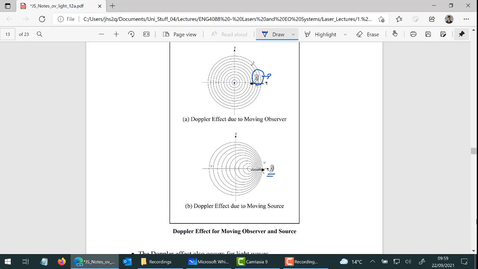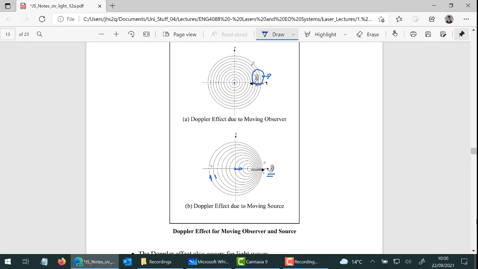We get the same thing if the observer is stationary and now the source is moving. So this initial wave here at t equals 0 came from that point. In the time that it takes to go from peak to trough to peak again, the source will have moved on a certain distance and started a new wave from a new location.